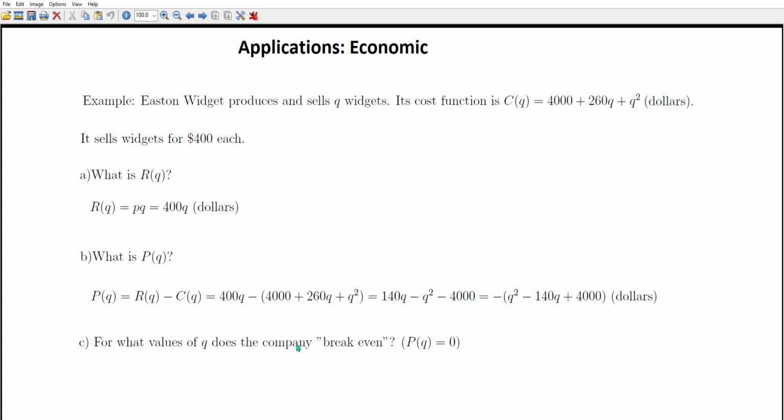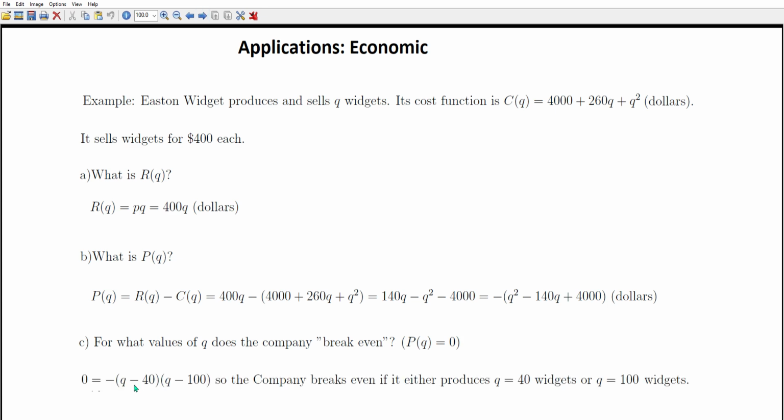For what values of Q does the company break even? Okay, so this is a theoretical calculation. A company is not going to want to operate at zero profit, but this tells us what those values of Q are, where that happens. And what we'll do is we'll take this form, set it equal to 0, and factor it. So we get 0 equals minus (Q minus 40) times (Q minus 100), which is how this thing factors. And you can see that when Q equals 40 or Q equals 100, the profit is 0. And those are the two values of Q which are break-even points.